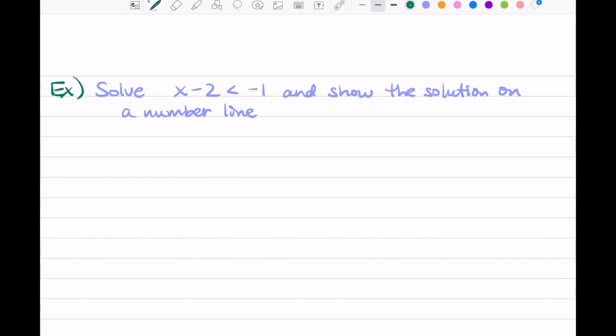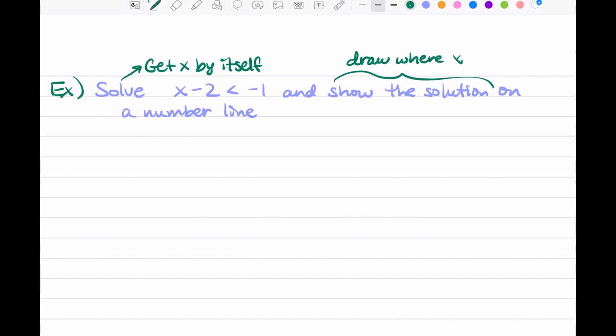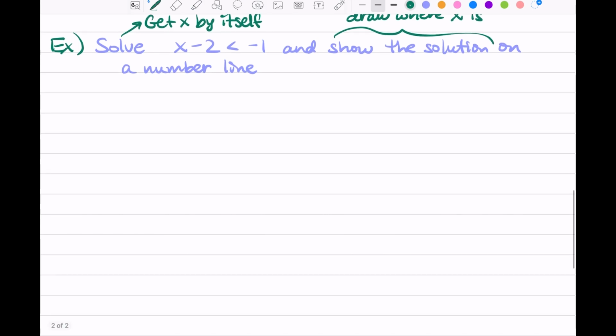All right, let's translate some of this stuff. So solve, that just means find x or get x by itself. Show the solution, okay, that just means draw a picture, draw a number line, and you want to draw where x is. Draw the solution. Where is x? Okay, let's take it one step at a time.